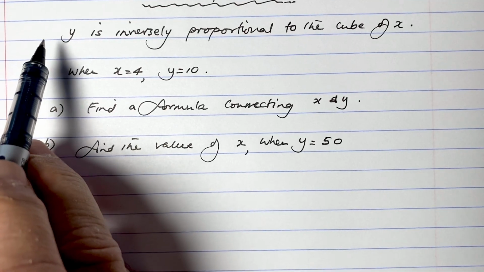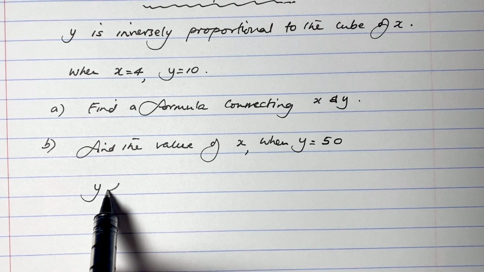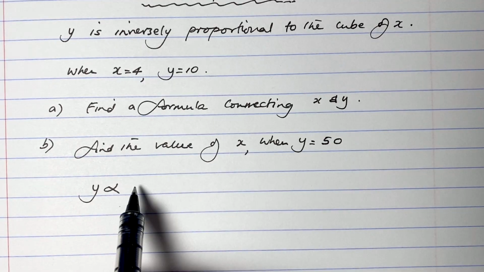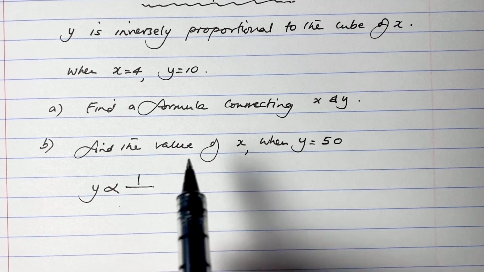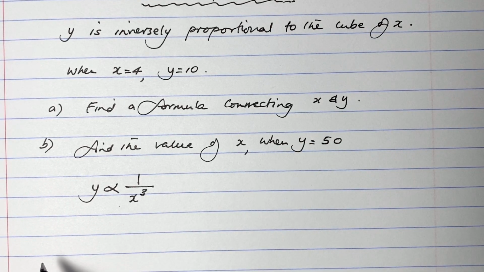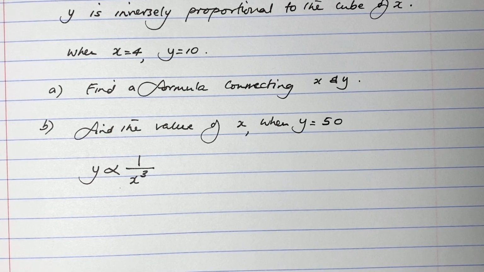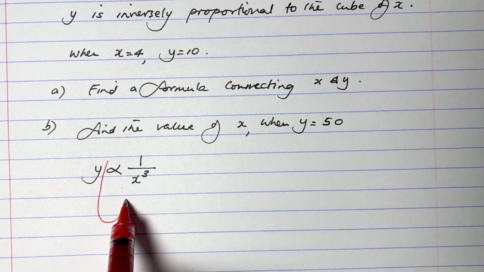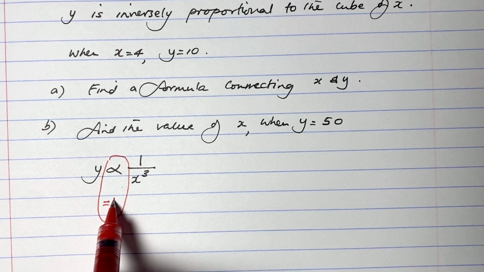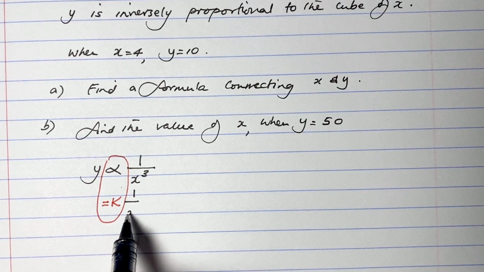Right. So let's start the question by writing it in a mathematical notation. y proportional. It said inversely, which means 1 over the statement here. Cube of x, 1 over x cubed. The rest is as follows, as we did with direct proportion. So here our proportionality sign is replaced by equals k, that 1 over x cubed.